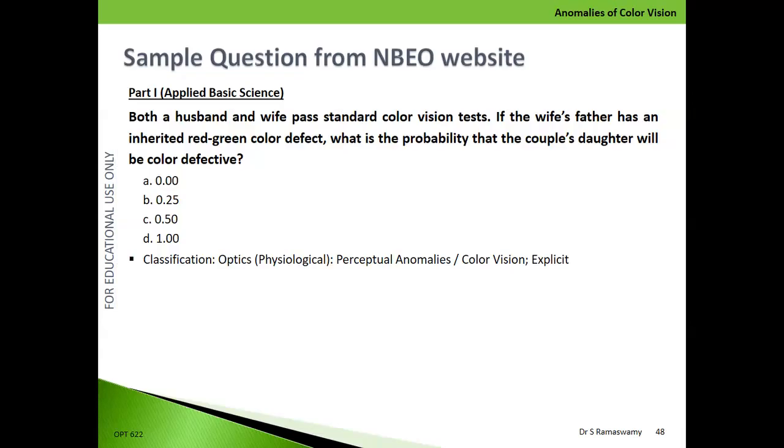Here is an example. Both a husband and wife pass a color vision test. If the wife's father has an inherited red-green defect, what is the probability of the couple's daughter being color defective? So remember, here the dad and the mom are not color defective. However, the mother's father was color defective. That means she, the wife, is actually carrying the defective gene.